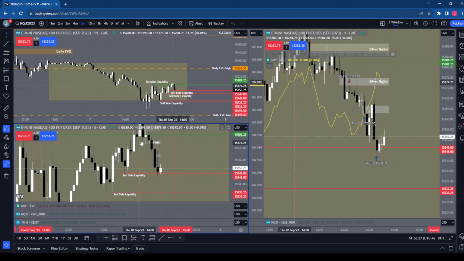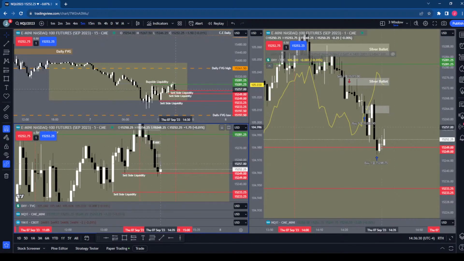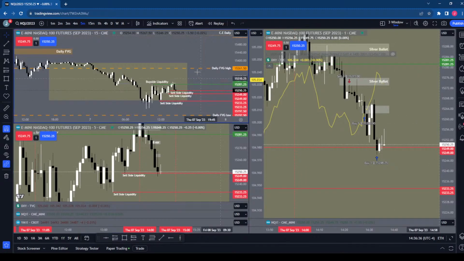We had a lot of down close candles on 5 minutes, so I wouldn't be surprised if we print at least one up close candle before sending it lower.